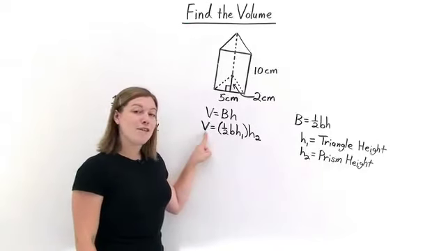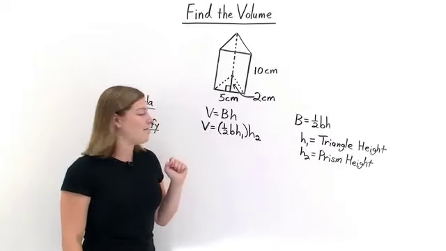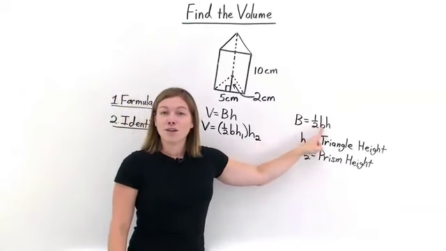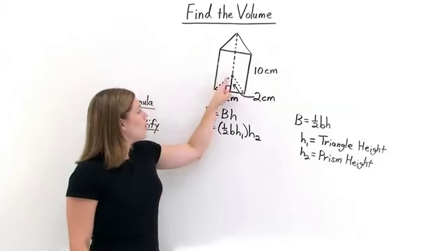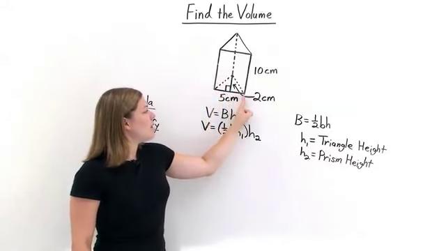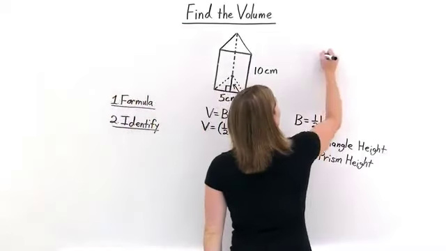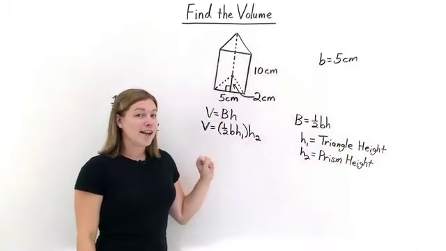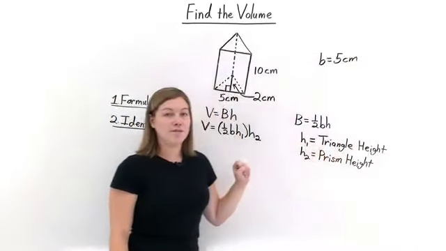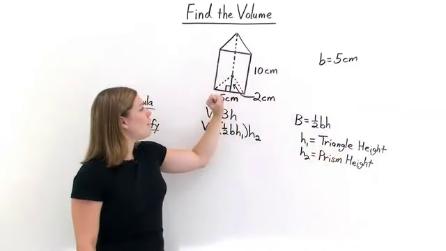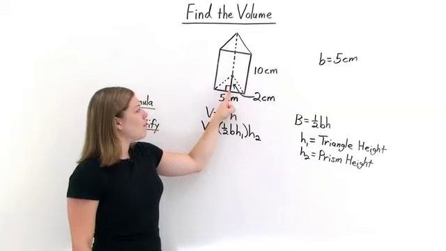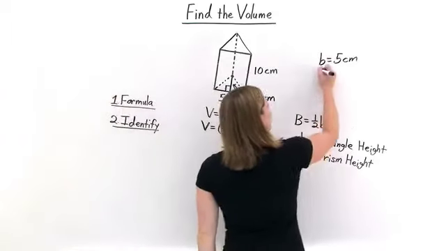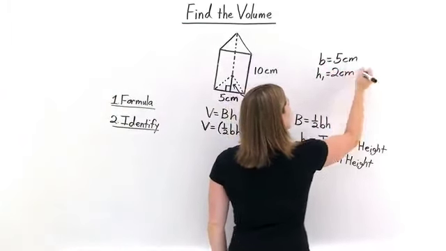Let's see. First we have V, the volume, which is what we're trying to find. Now B here is the base. That would be the base of the triangle, so that we can find the area. Well, here we have our triangle, and here is the base. It measures 5 centimeters. So that means B is equal to 5 centimeters. Now for h sub 1. H sub 1, remember, is the height of our triangle. So again, we look at our triangle, and we find the height. This line right here, that runs perpendicular to our base. That line measures 2 centimeters. That means that h sub 1 is equal to 2 centimeters.